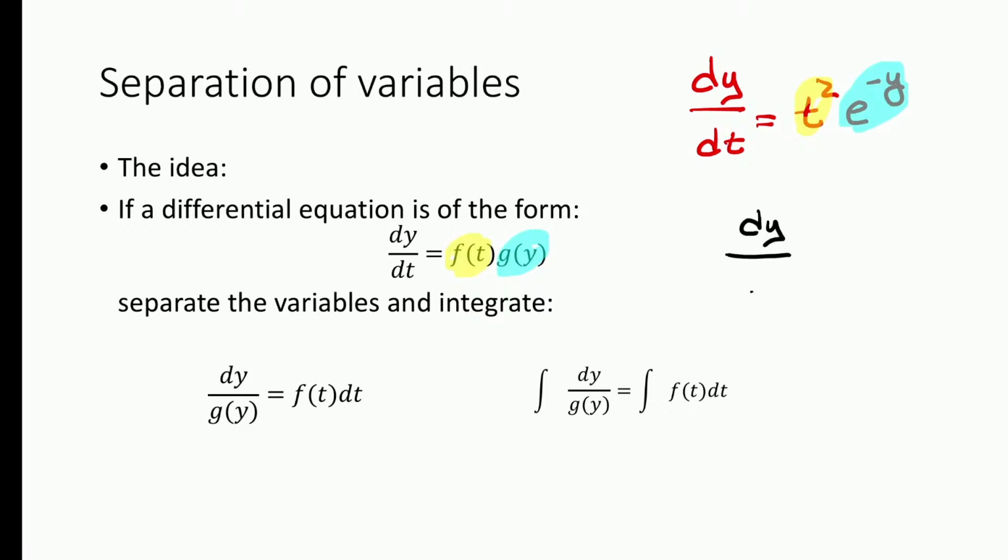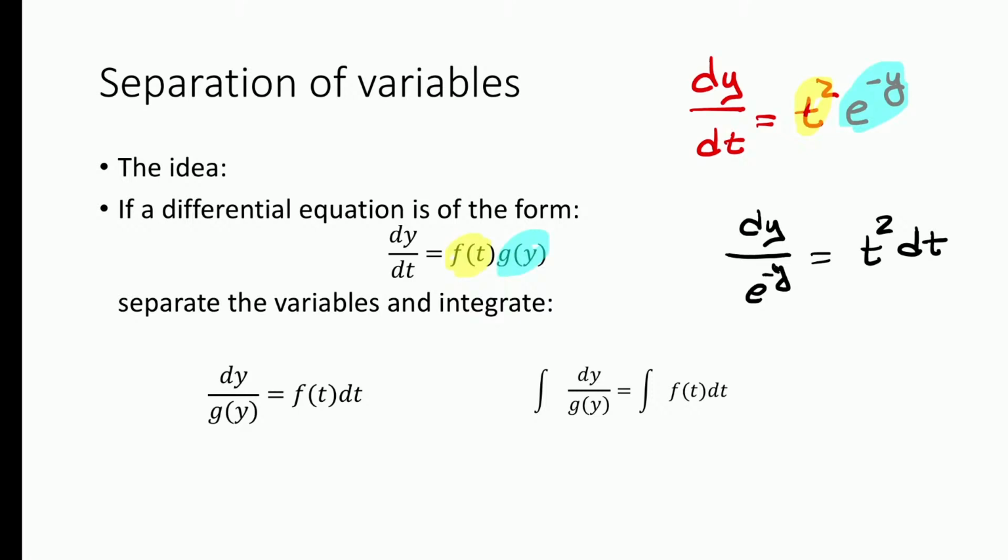So I have dy over e to the negative y. And then you multiply both sides by dt. But once again, what's really happening is that we're using the chain rule to separate the dy and the dt, but let's not be picky about this because it looks like this, and that's totally fine.